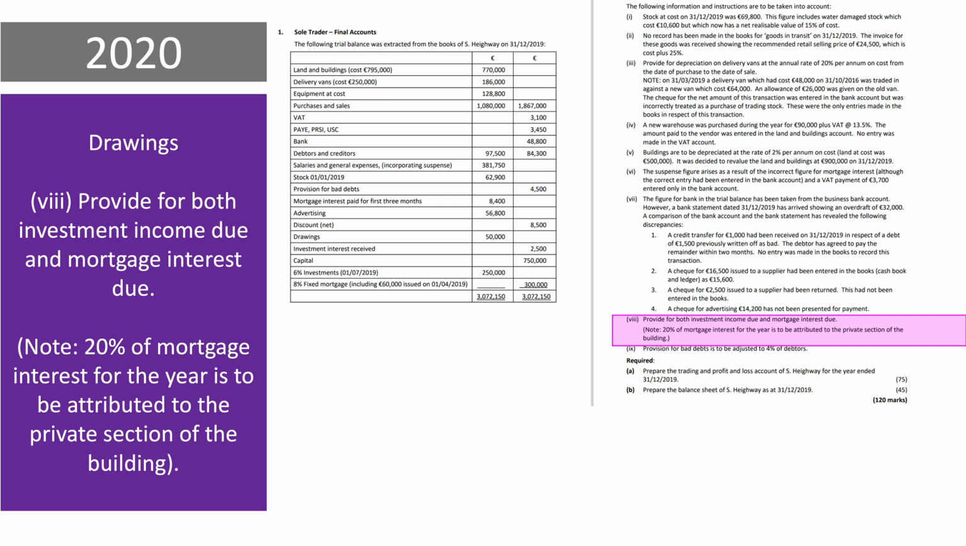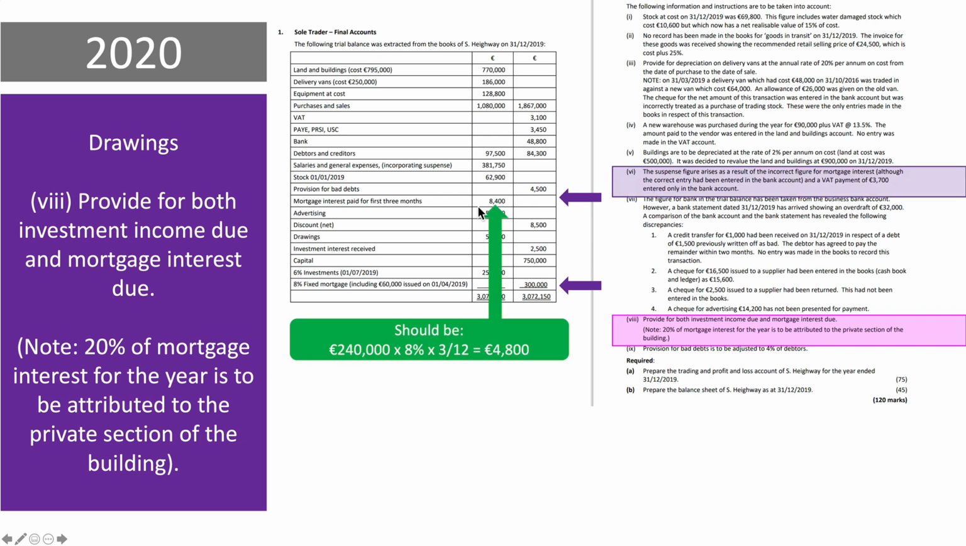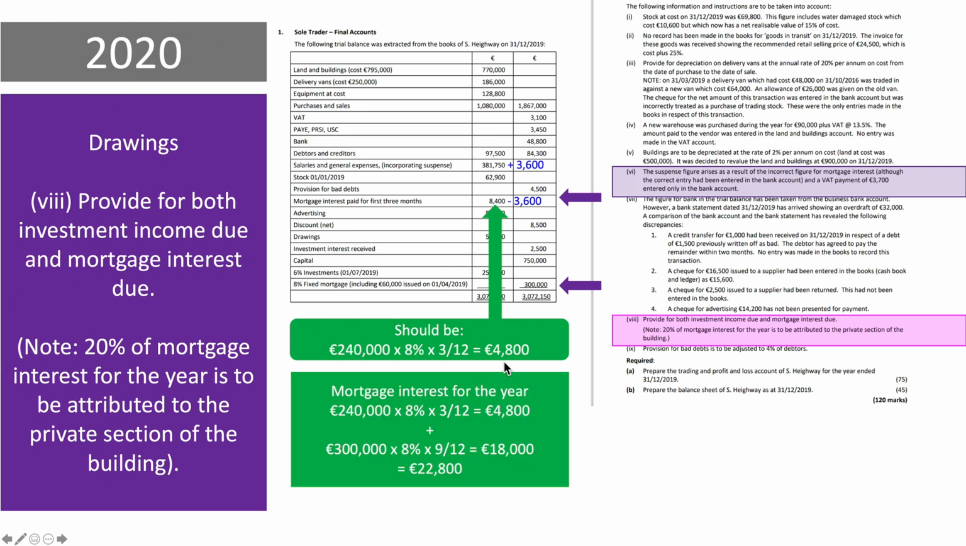In 2020, it was exactly the same. Note 8, provide for both investment income due and mortgage interest due. And note 20% of mortgage interest for the year is to be attributed to the private section of the building. Again, we had an issue with the suspense account. The mortgage interest that was recorded was wrong, and it was actually 4,800 that was paid, not 8,400. To calculate the rest of the mortgage interest for the year, you already have this done in step 3 if you follow my steps 1 to 5.